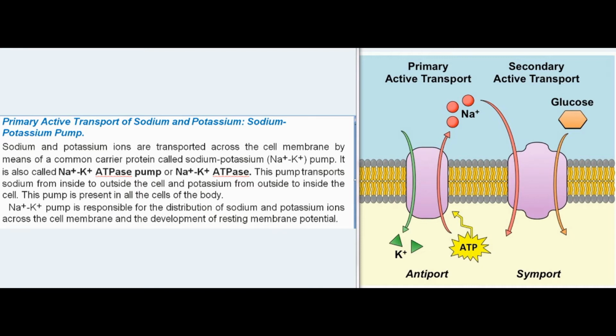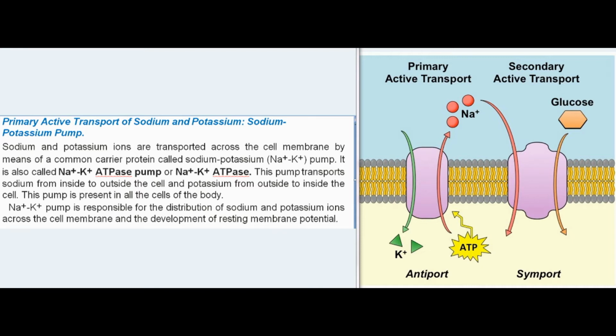Primary active transport of sodium and potassium, the sodium-potassium pump. Sodium and potassium ions are transported across the cell membrane by means of a common carrier protein called sodium-potassium, Na+K+, pump. It is also called Na+K+ ATPase pump. This pump transports sodium from inside to outside the cell and potassium from outside to inside the cell. This pump is present in all the cells of the body.